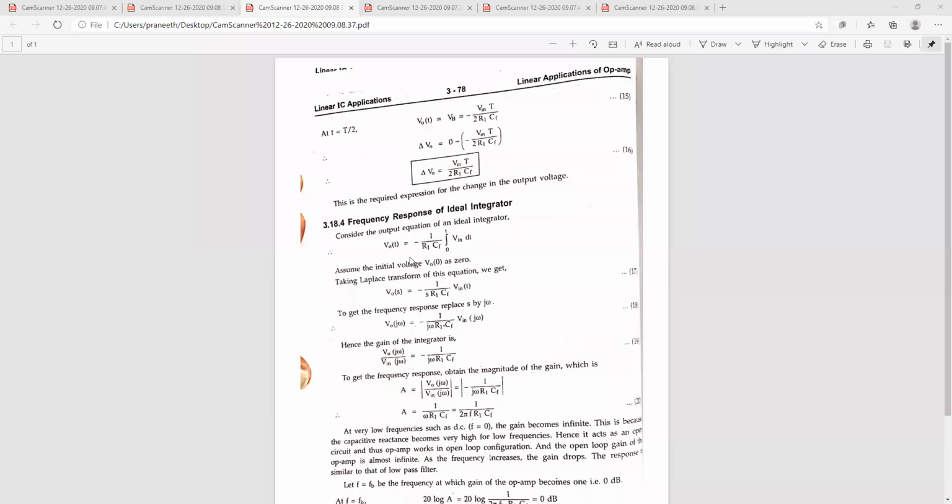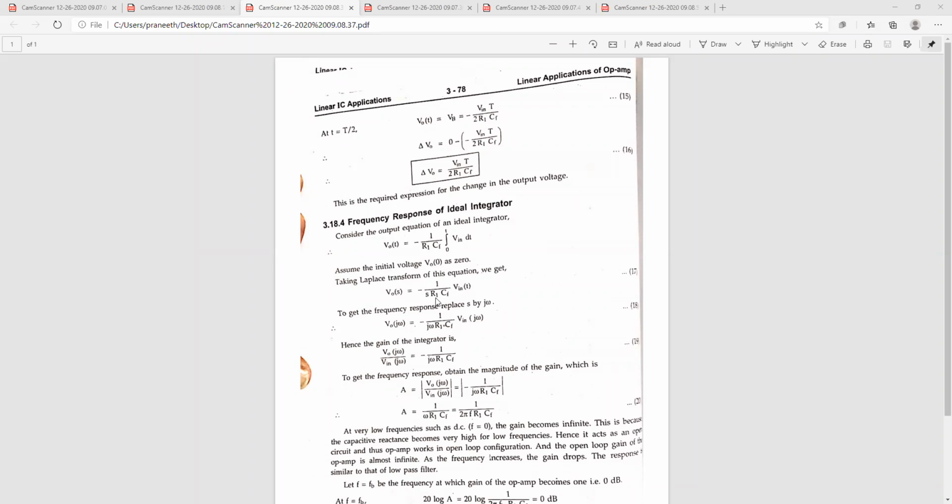So for the output equation that I have got for the ideal integrator, I have applied the Laplace transform. After the application of the Laplace transform, I will get V naught of S equals minus 1 by S R1 CF times V in of S.